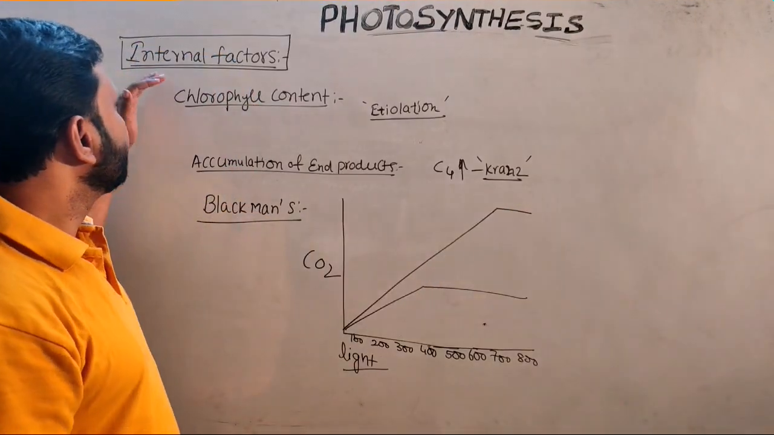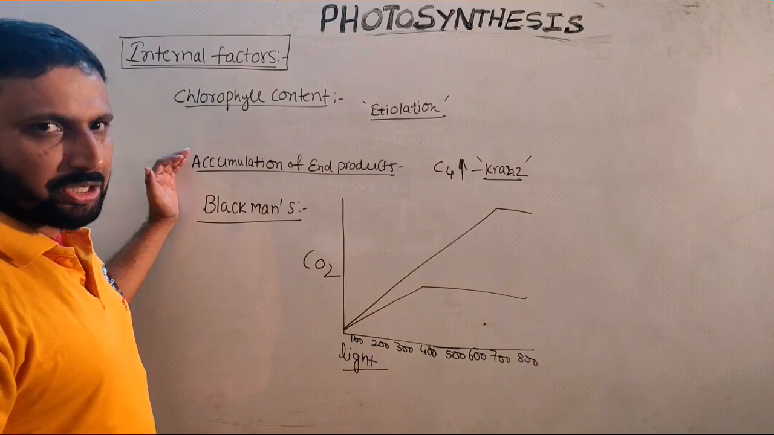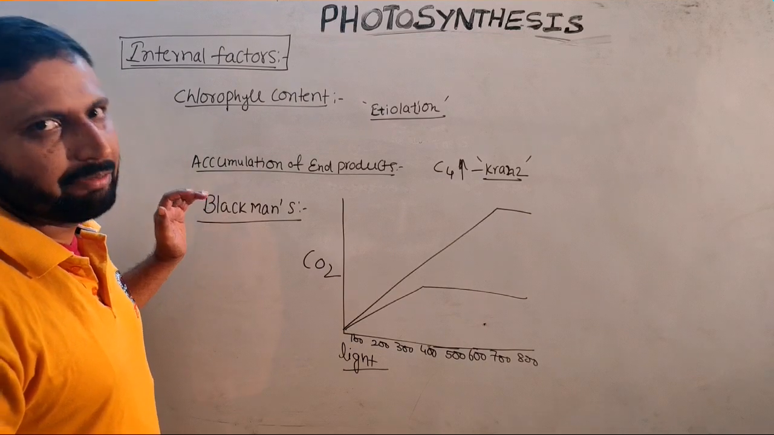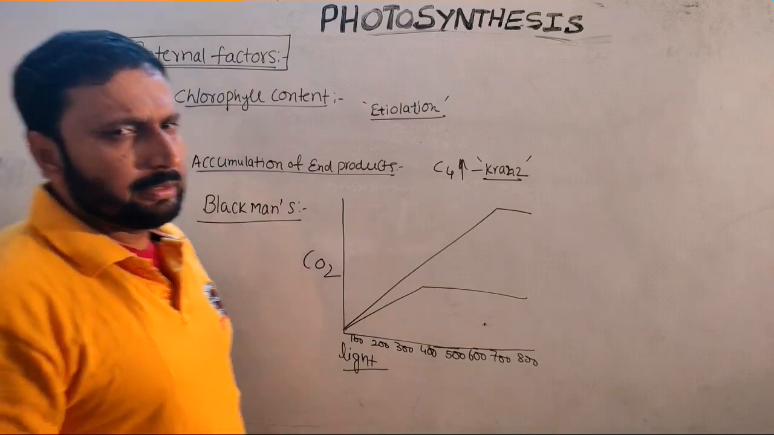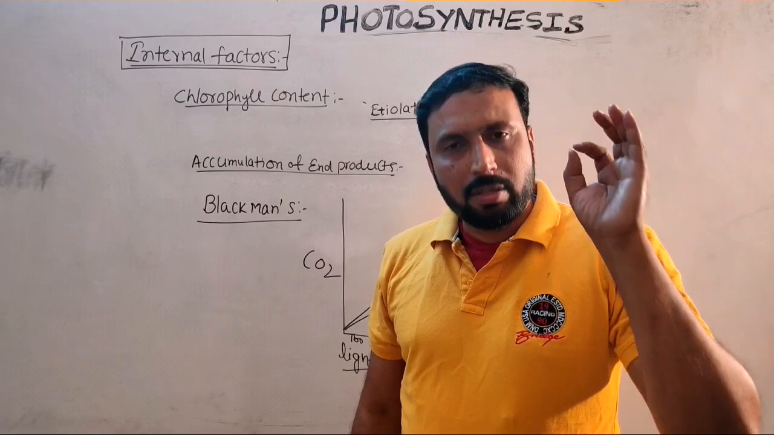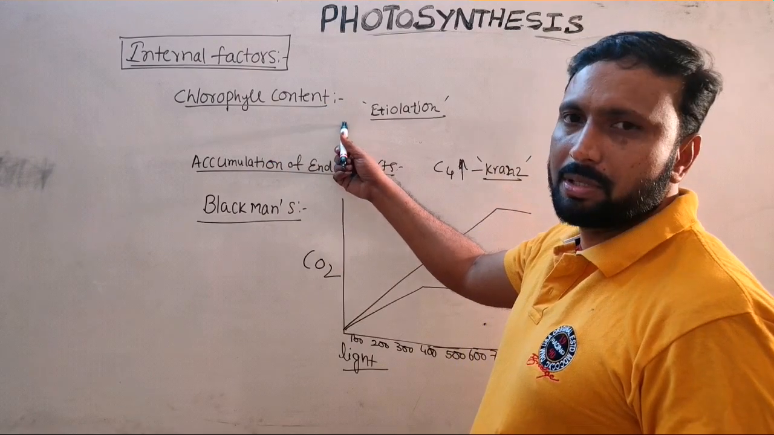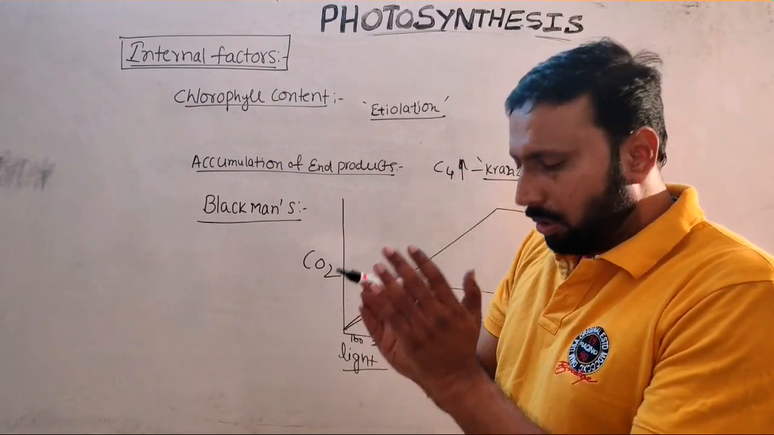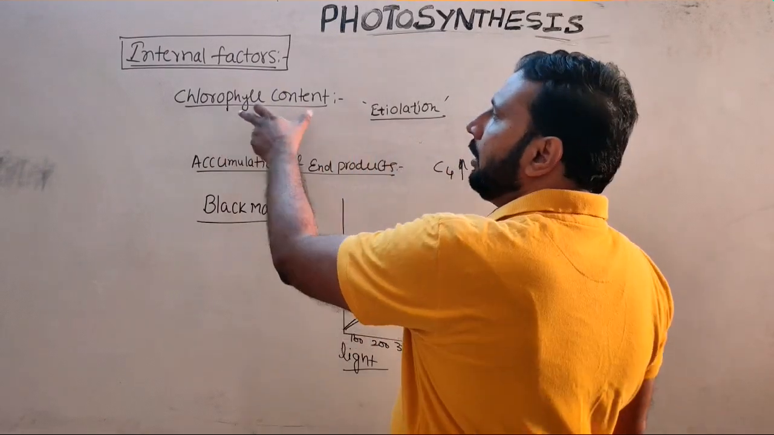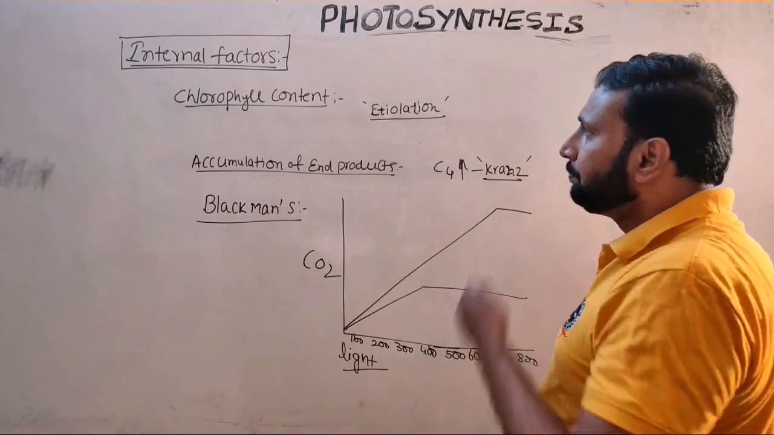Now internal factors. So internal factors may be chlorophyll content, accumulation of end products. Then we have to discuss Blackman's law of limiting factor. So chlorophyll content means clearly photosynthesis depends on the structure of the leaf. You know, in the leaf, mesophyll cells are present. In the mesophyll cells, chloroplasts are present, in which chlorophyll is present. When the chlorophyll content is more, generally the rate of photosynthesis is also more.